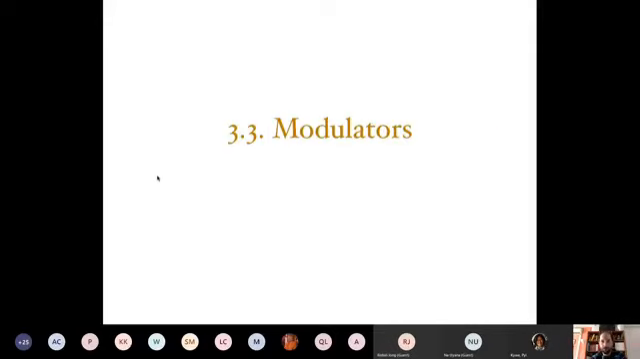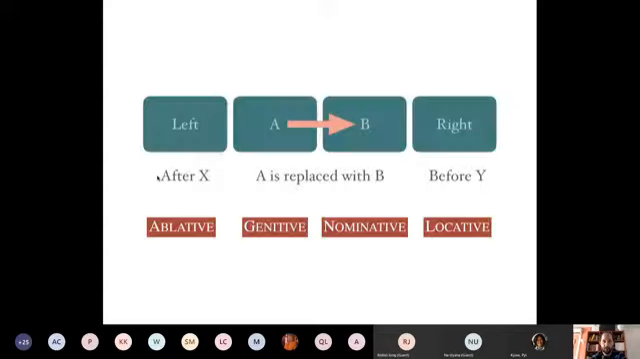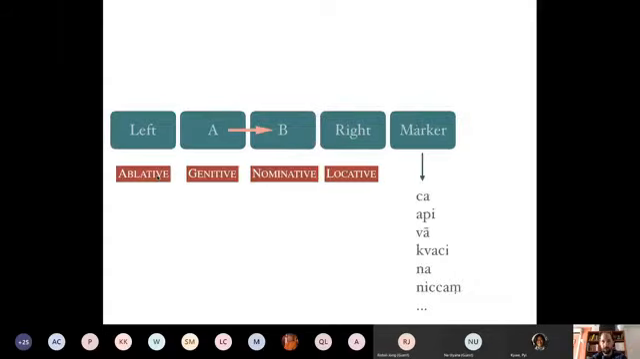Now, to conclude, I would like to introduce some items that I call modulators because they are not an intrinsic part of the operation. They are not necessary, but they very often appear and they influence the way we understand the operation. So if the operation more or less takes this form, then we very often have what are called markers. For instance, cha, api, va, kwachi, na, nicham, and others. These words are regular words, regular conjunctions or indeclinables.